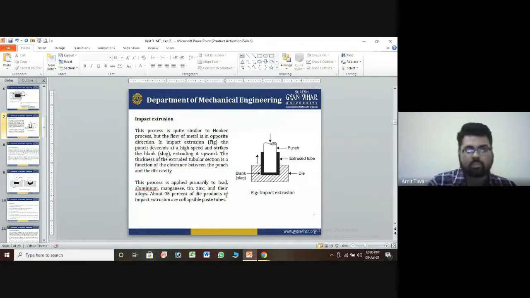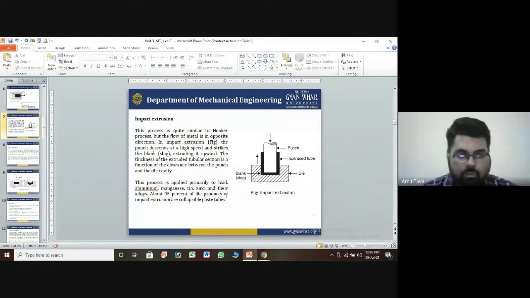In impact extrusion, in the figure we consider, a punch directed at high speed strikes the blank slug, extruding it upward, and the thickness of the extruded tubular section is a function of the clearance between the punch and the die cavity. The process is applied primarily to lead, aluminium, magnesium, tin, zinc, and their alloys. About 95% of the products of impact extrusion are collapsible tubes. So these are some benefits.